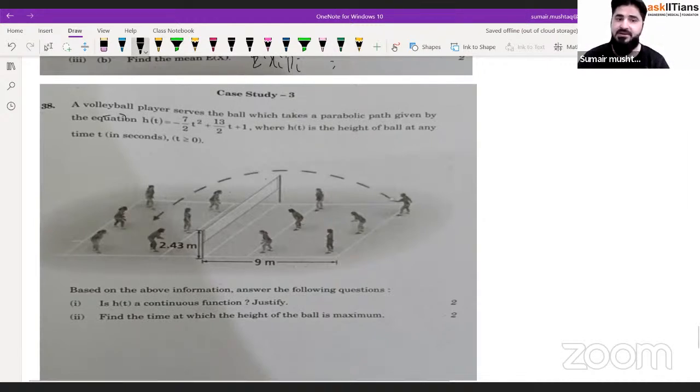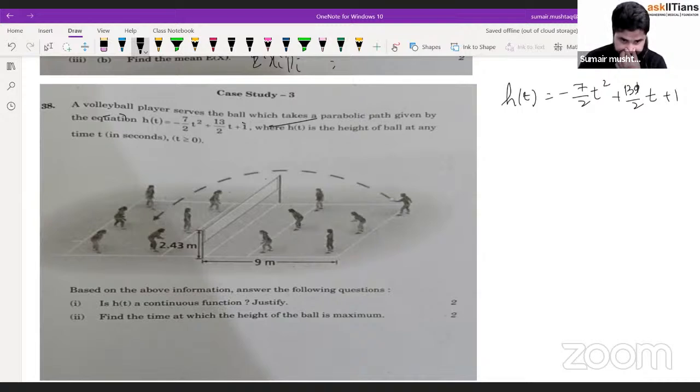The volleyball player serves the ball like this, and it is given that it is following a parabolic path. Okay, so the height equation, you can see, is equal to minus t square by 2 plus 13 by 2 t plus 1, where t is the time in seconds. Okay, now what is given? You can see these things are also given. Fine. H is a continuous function. Is it a continuous function or not? This can be easily said. Yes, this is a continuous function. Why? Because this is a polynomial function. You can't find any point of discontinuity.